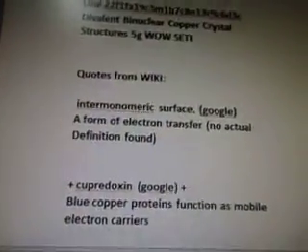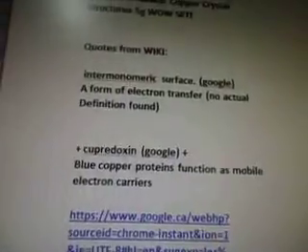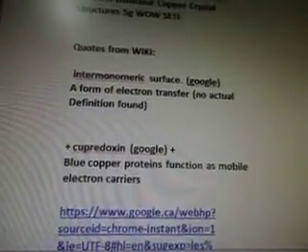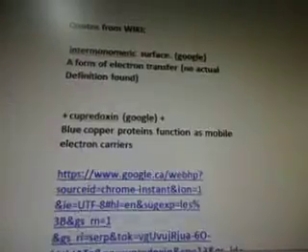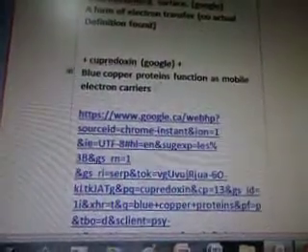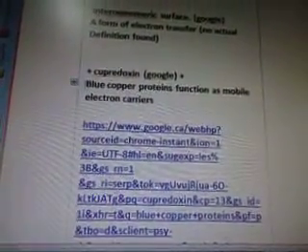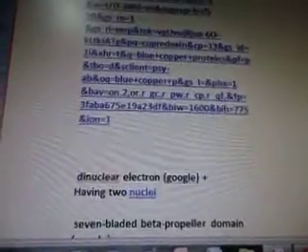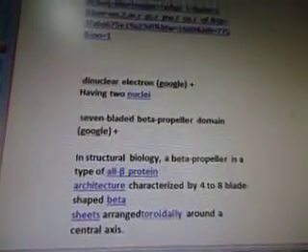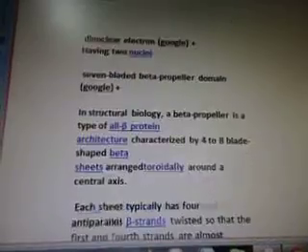So we're going to look at intermonomeric surface. I didn't know what it meant. It's a form of electron transfer. I couldn't actually find a definition, that was just some of the keywords that came up with the links. Okay, so cupredoxin is a blue copper protein that functions as a mobile electron carrier. So we have an electron transfer, then we have an electron carrier, and it's a blue copper protein. Next was dinuclear, having 2 nuclei, so that means there's 2 nuclei.